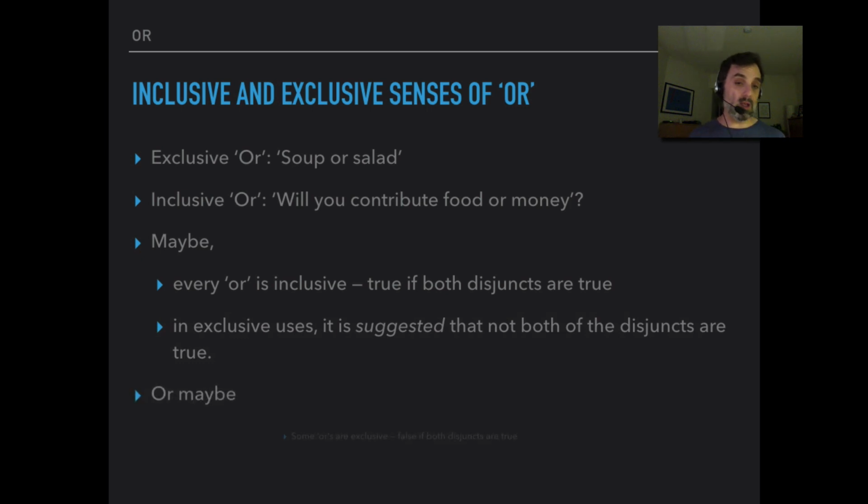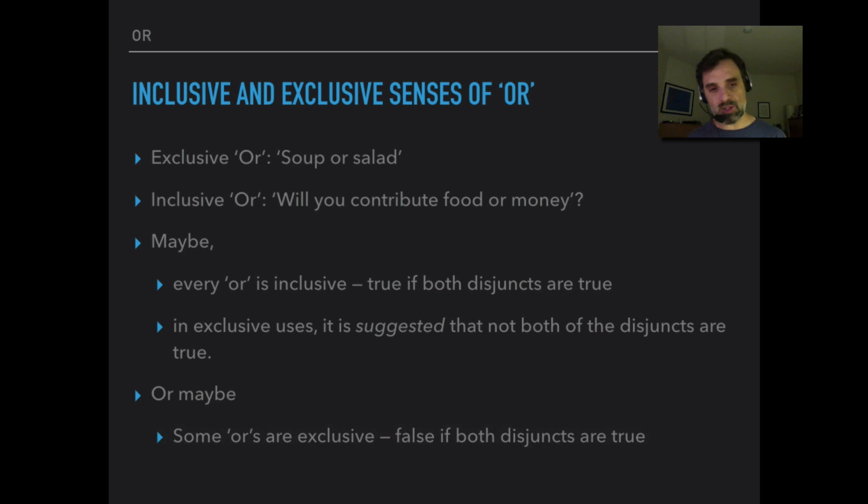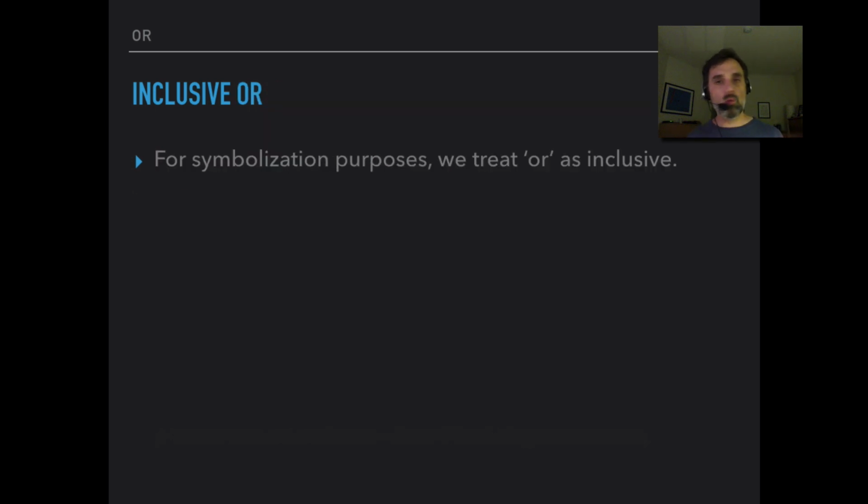Or it could be that some ors really are exclusive, and in that case, the disjunction is false if both disjuncts are true. So there are these two senses. How should we understand this? Well, it's not clear. We are going to just treat our or in our logical language as inclusive, and we will treat all English ors as inclusive as well. And we'll see why it's inclusive when we look at the inference rules.